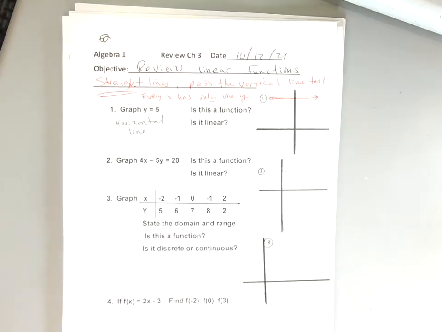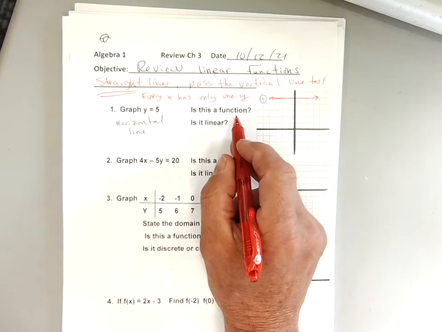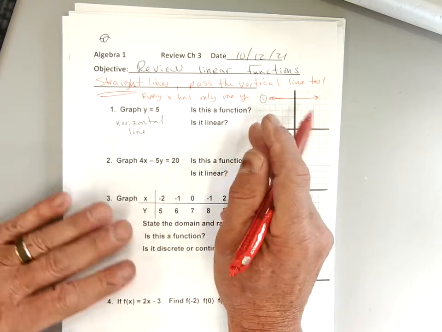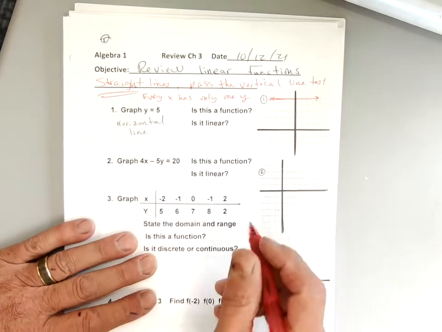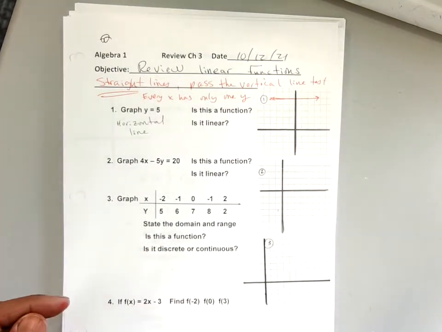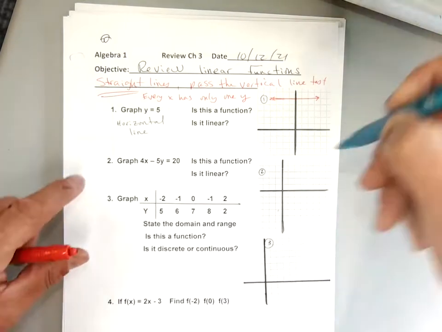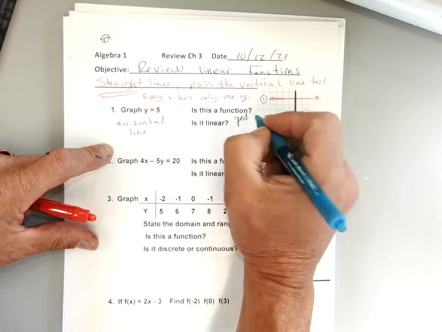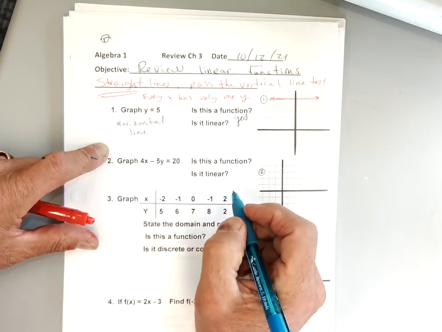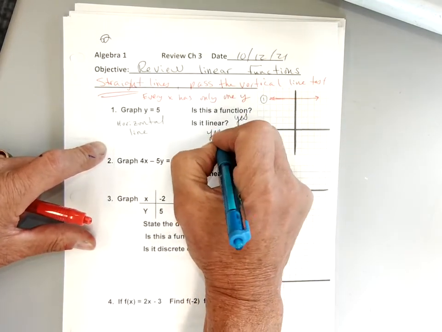If it was an x equals a number, it would be a vertical line. Is this a function? Yes or no? Yes, because you could do the vertical line test, but yes, definitely it's a function. Let's see. This is blue. Yes, it's a function. Is it linear? Is it straight? Yes. Awesome.